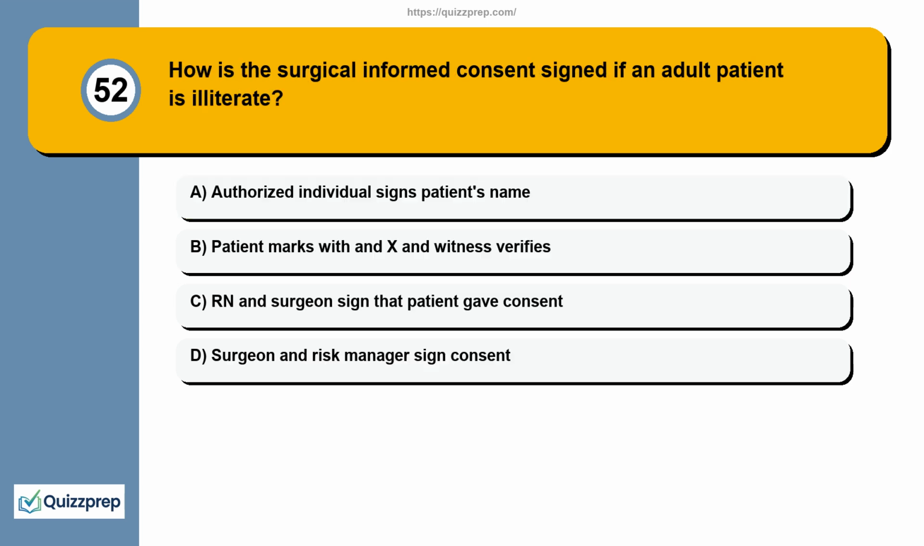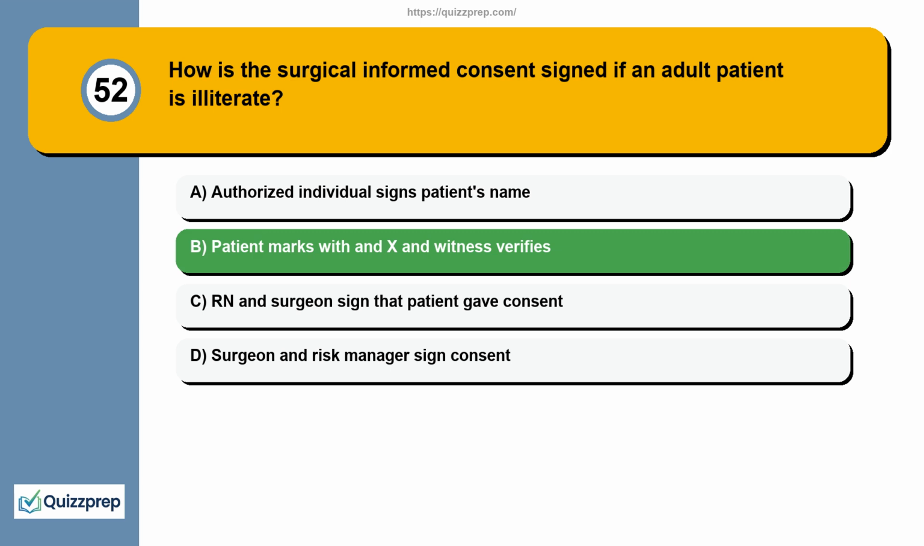Question 52. How is the surgical informed consent signed if an adult patient is illiterate? Option A, authorized individual signs patient's name. Option B, patient marks with an X and witness verifies. Option C, RN and surgeon sign that patient gave consent. Option D, surgeon and risk manager sign consent. The correct answer is option B, patient marks with an X and witness verifies.